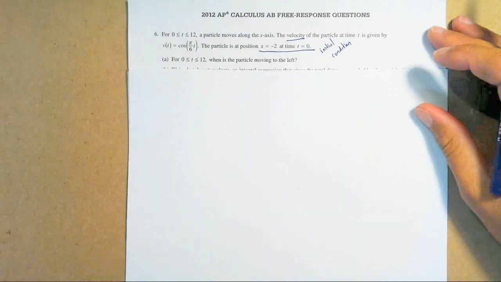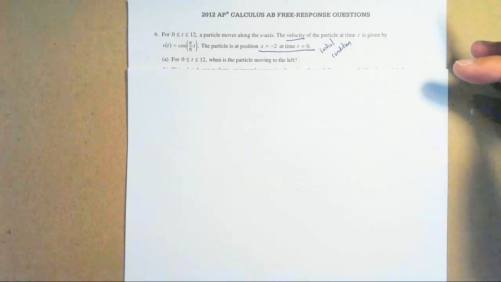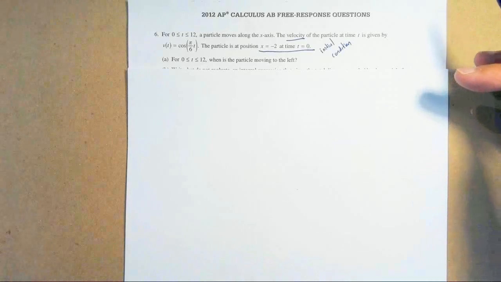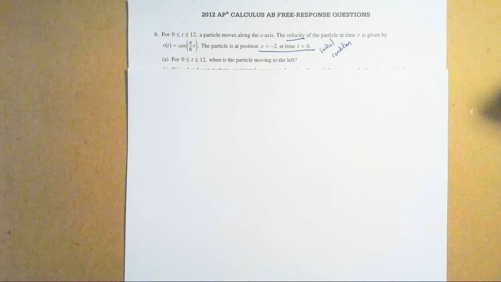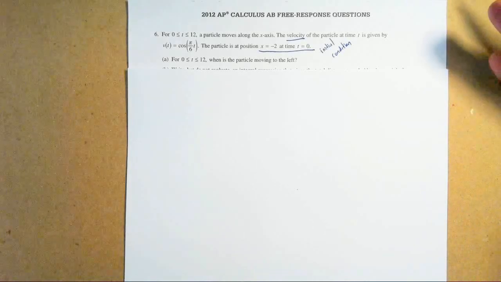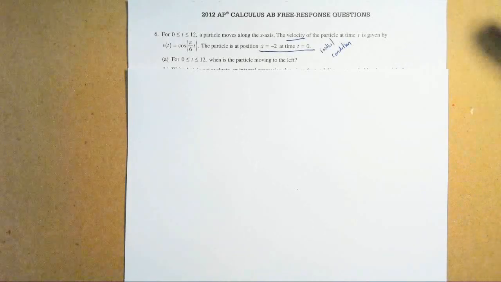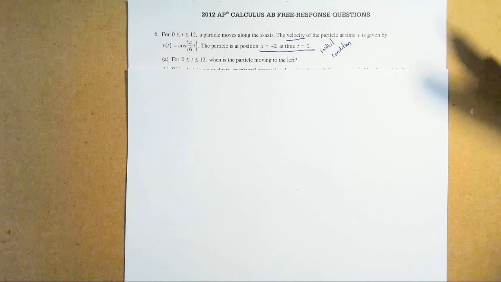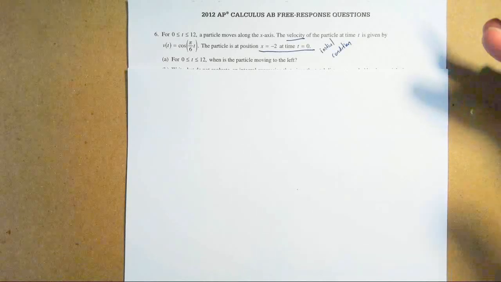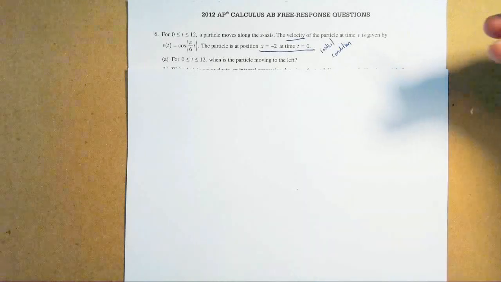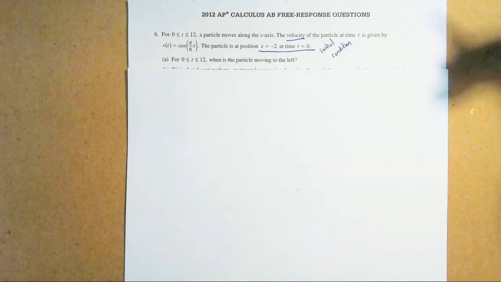It tells me, when is the particle moving to the left from 0 to 12? Well, we have to remember, a particle moving to the left is the same thing as saying that velocity is going to be less than 0. So it's going to be decreasing. If it's decreasing, we have to think about what that means in calculus. Well, if we were to set up a number line, our velocity would be decreasing.